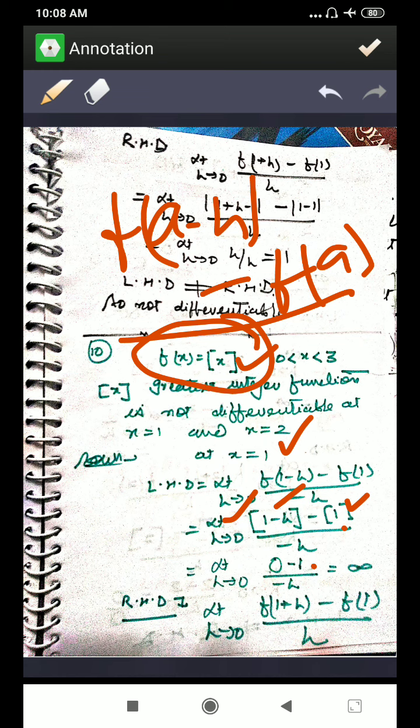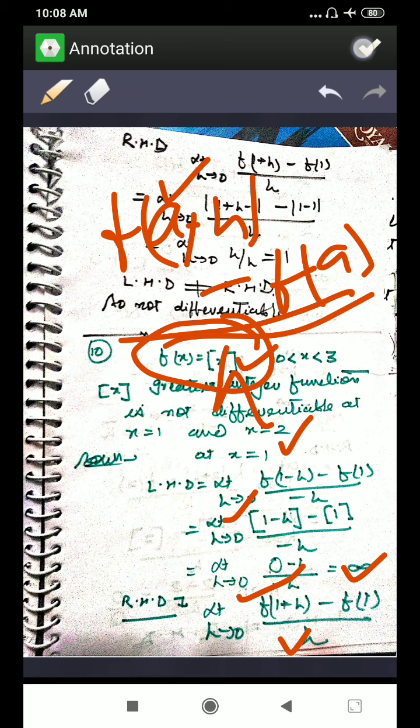Now we'll get the right hand derivative. In the right hand derivative, this formula remains the same, the only difference is in the numerator it will be f of a plus h minus f of a, divided by plus h in the denominator. This is the formula for the right hand derivative. You replace a by 1 because we are checking it at x equal to 1. So it will be f of 1 plus h minus f of 1, divided by h.